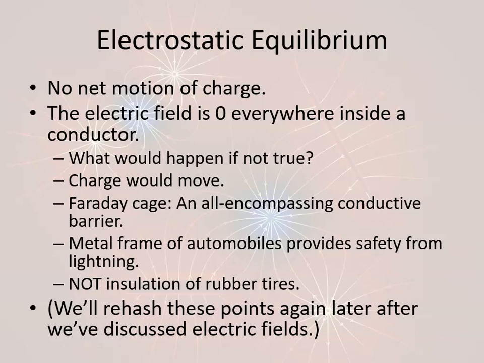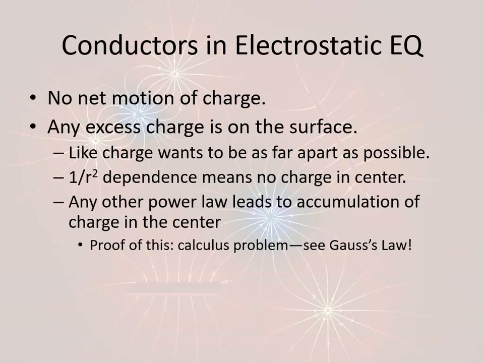Now, we already mentioned that you are safe inside of a car during a thunderstorm, at least a metal car, and it has nothing to do with the rubber tires. That happens because the electric field is 0 everywhere inside of a conductor. If that wasn't true, then the charge would end up moving around. Generally, we call such a situation a Faraday cage. And any excess charge in a conductor will be on the surface because, after all, it's a conductor. Charge is able to move around as much as it wants, as long as it doesn't exceed the speed of light, at least. And that means that any excess charge is going to be on the surface.